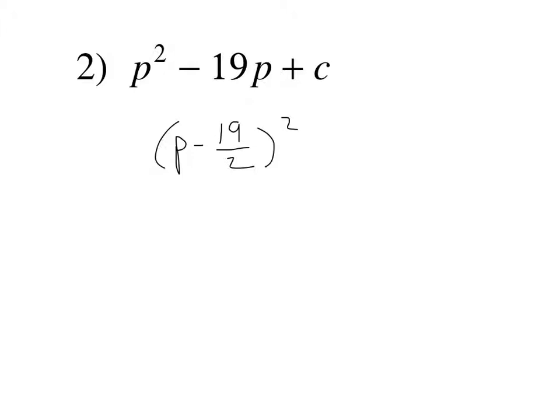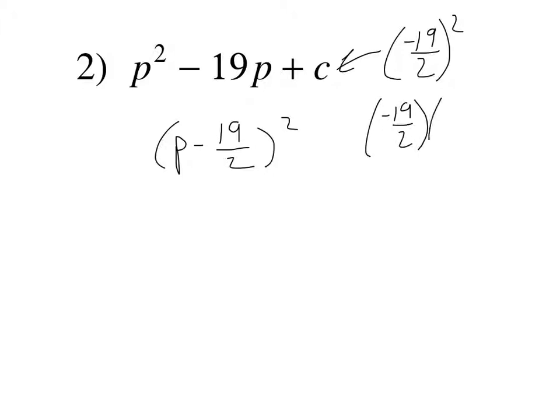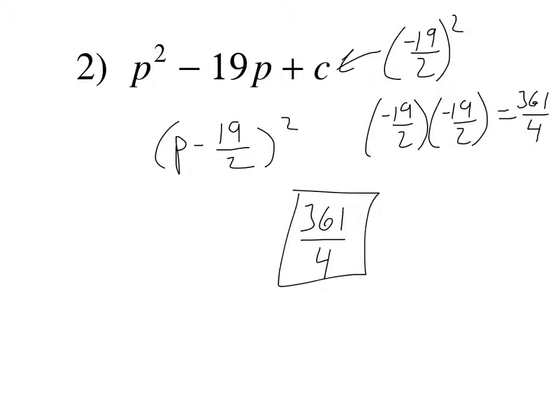So, to find this value of c, we take negative 19 halves and square it, just like we've done. So, this is going to be negative 19 halves squared. Well, remember, all that means is that we're taking negative 19 halves times negative 19 halves. How do you multiply fractions? Straight across the top and the bottom. So what is negative 19 times negative 19? Now if you want to use a calculator, go for it. 361. And 2 times 2? 4. So there we go. 361 over 4 is the value of c we're looking for.